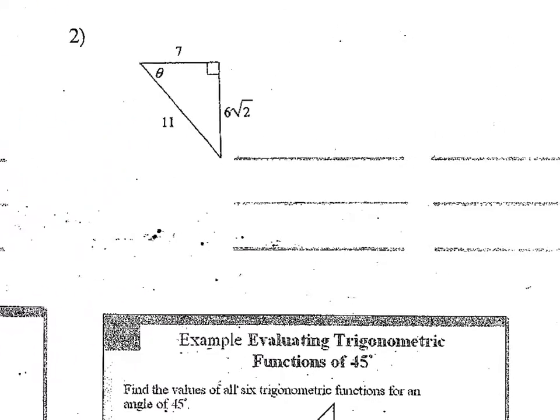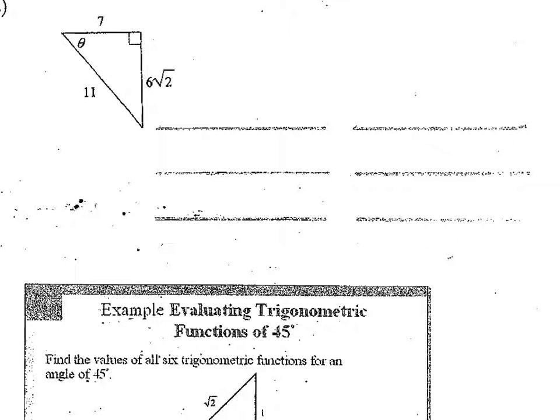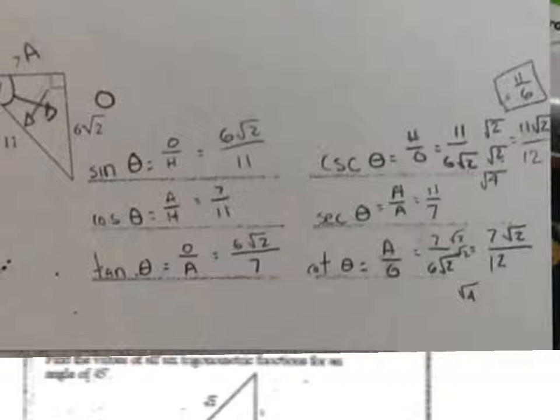Right. So now you try number 2. Miss, can you spell them again? SOHCAHTOA. Okay, this is David Zavala's problem.